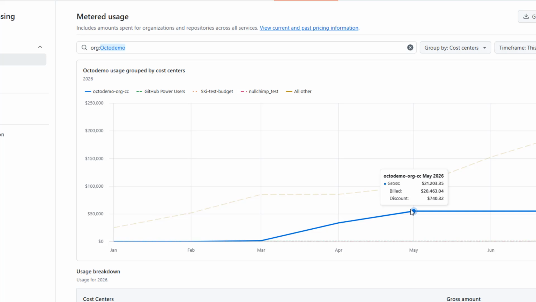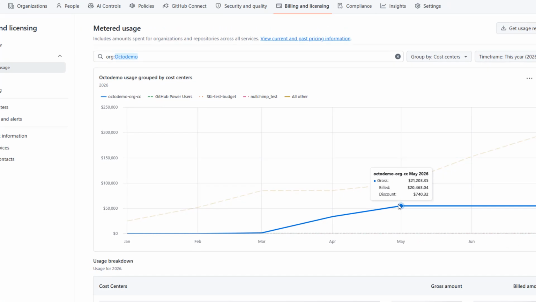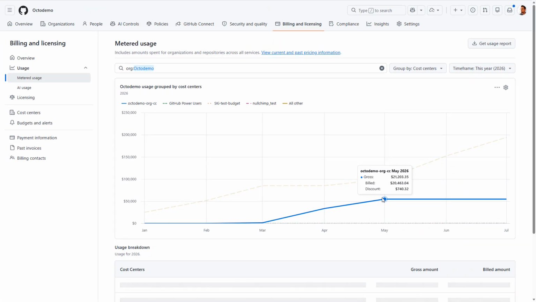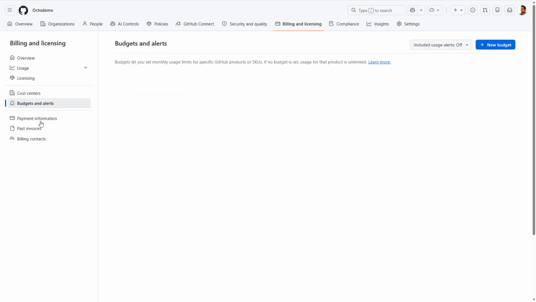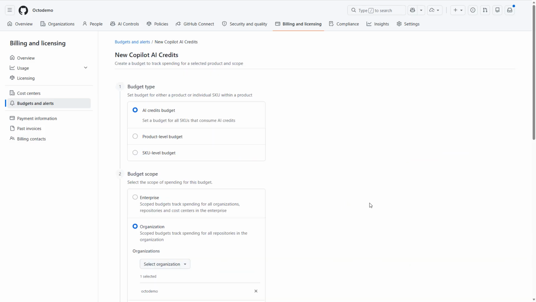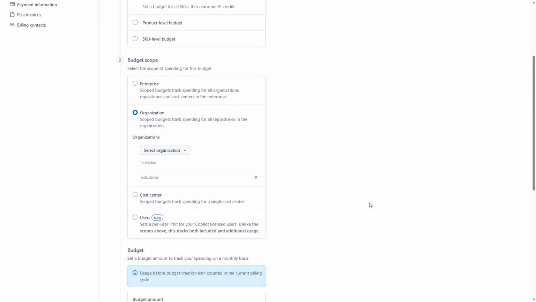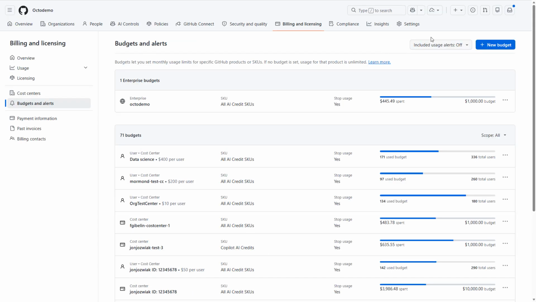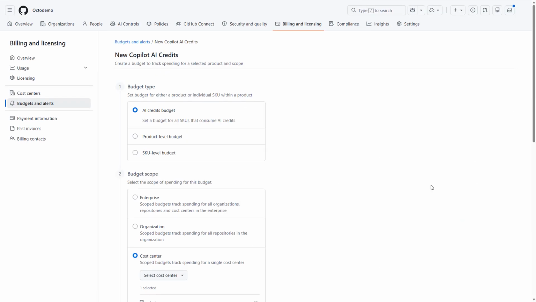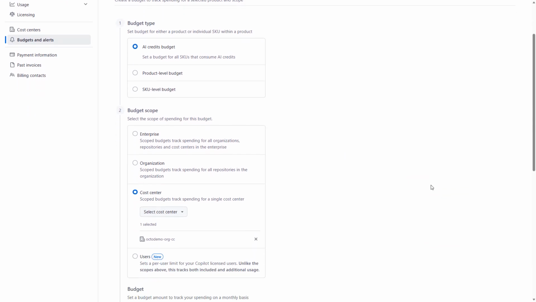I'll use three controls, including usage boundaries, an organization budget, and a cost center budget. A cost center level cap keeps included usage aligned to the group that owns it. Next, I'll set budgets at two levels. At the organization level, I'll set a monthly budget of 200,000 as the enterprise planning guardrail. Then for cost center, I'll set a monthly budget of 20,000.